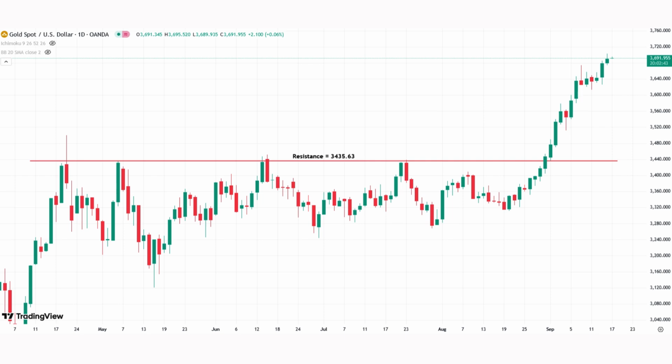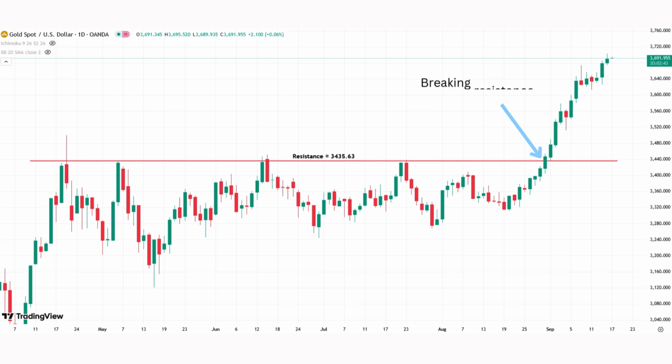The best fit line for gold's resistance was at 3435.63. You can see that this level rejected gold lower 4 times this year. But when gold closed above this level on the 29th of August, it extended its upside to the next resistance level. Now you might ask, gold is already reaching new all-time highs. There is no precedence for the identification of the next resistance. I will show you my method in future videos.